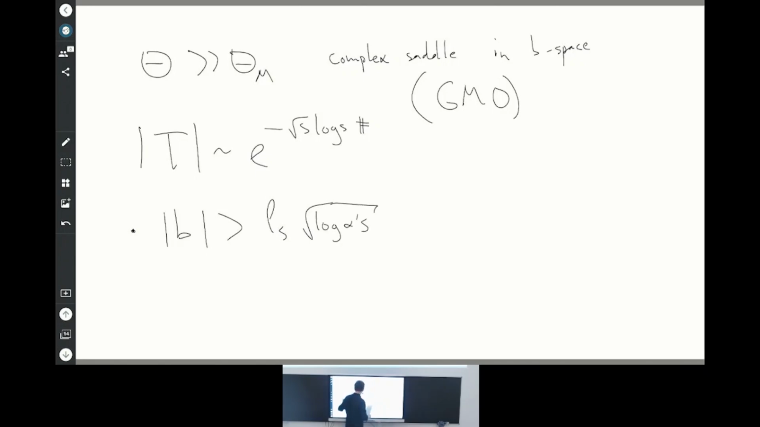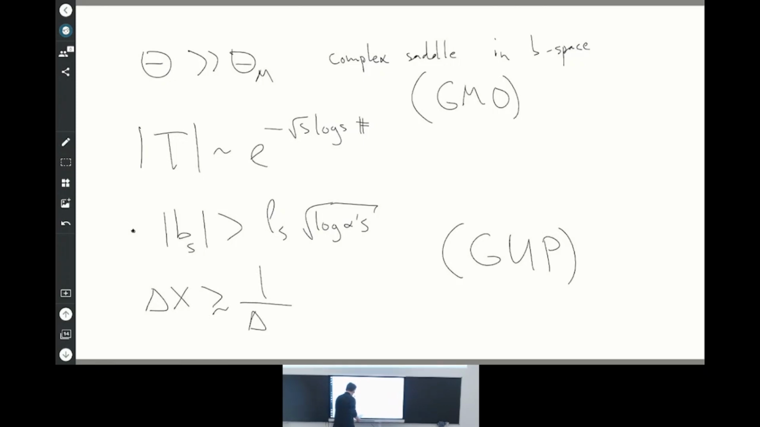So you never probe, when you compute, naively you would like to probe maybe short distance physics, you do this high energy scattering at fixed angles, but you find that you never probe the B of the saddle is always larger than this, and this is what Veneziano calls generalized uncertainty principle.